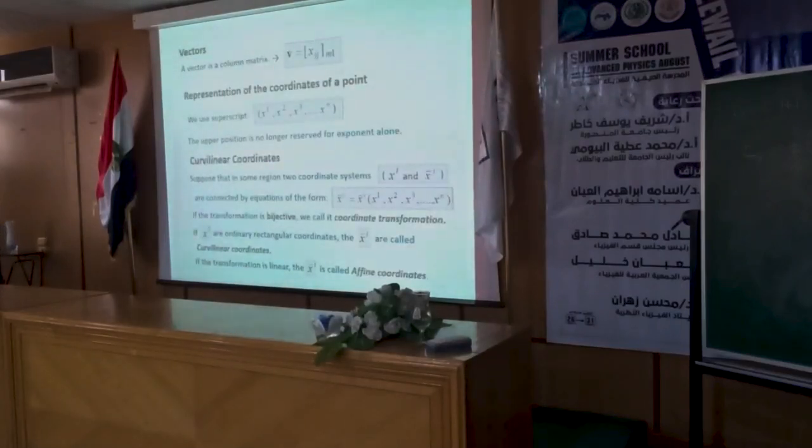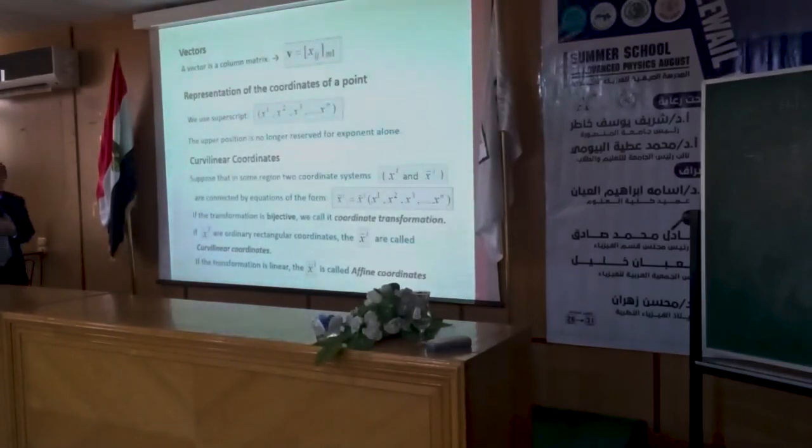Now what is a vector? A vector, as Dr. Shaban said, is a column matrix. So in fact, the number of rows is m. You can have as many rows as you want. But you have 1 column.